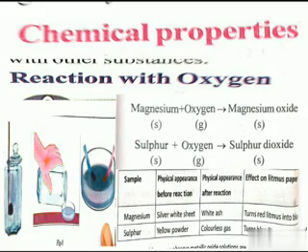are acidic in nature. At the same time, metals react with oxygen and form their respective oxides. Okay, so these are basic in nature, meaning metal oxides are basic in nature and non-metal oxides are acidic in nature. So from this activity we can say like this: non-metal oxides are acidic in nature and metal oxides are basic in nature.